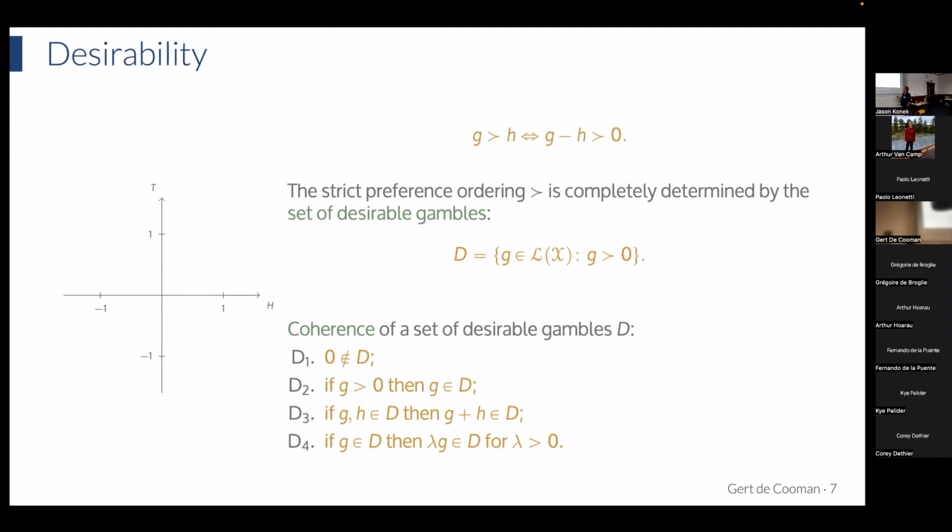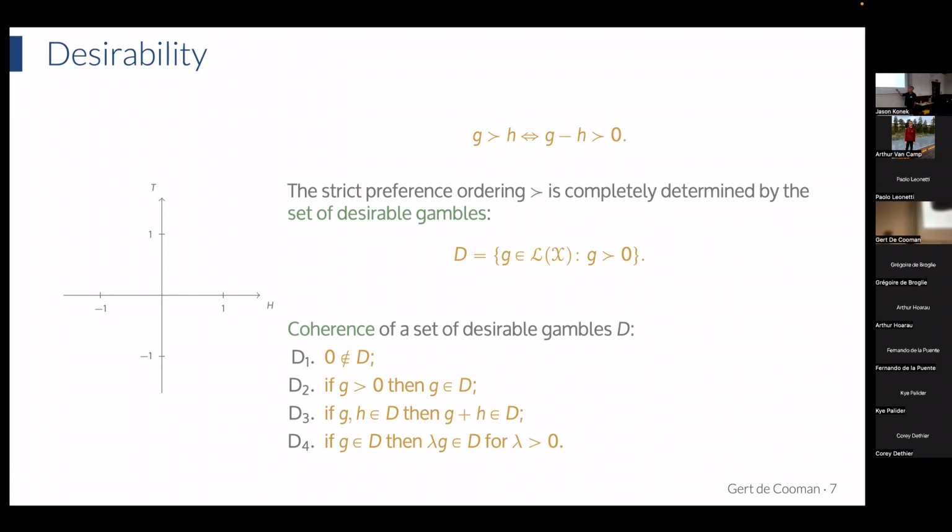Third says that the set of desirable gambles D, the set of all the gambles that I think are desirable, is closed under addition. And the last property says that it is closed under positive scaling. I have a strictly positive real number. So if I have any gamble that is in that set, then all its positive multiples are also in that set. So the entire positive real line that starts at the origin and goes through that point will also be in the set. That is what coherence is.